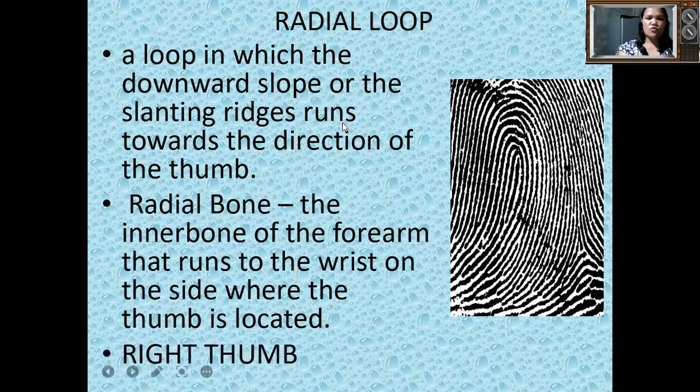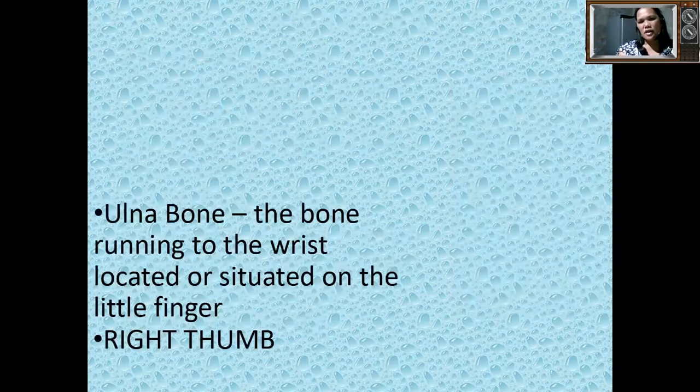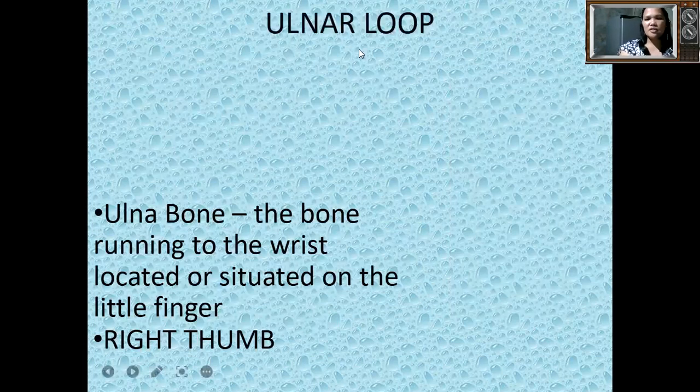Another thing that we have to consider is the next type of loop pattern, which is called the ulnar loop. What is the basis of naming it the ulnar loop? Because the flow of the ridges moves towards the ulna bone, and the ulna bone is the one referring to your little finger.